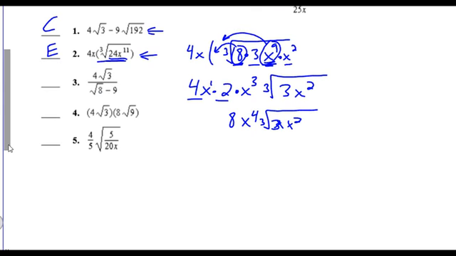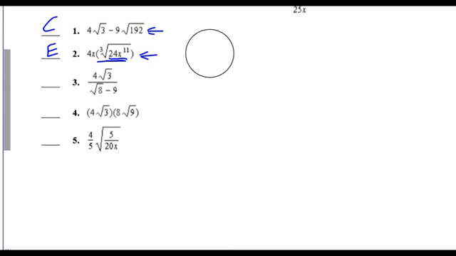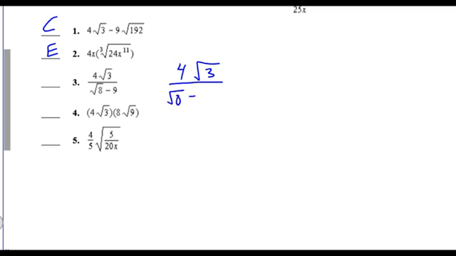All right, number 3. Number 3 ends up being 4 root 3 over root 8 minus 9. That's a conjugate pair one. I'm going to multiply the top and bottom by root 8 plus 9. So root 8 plus 9.